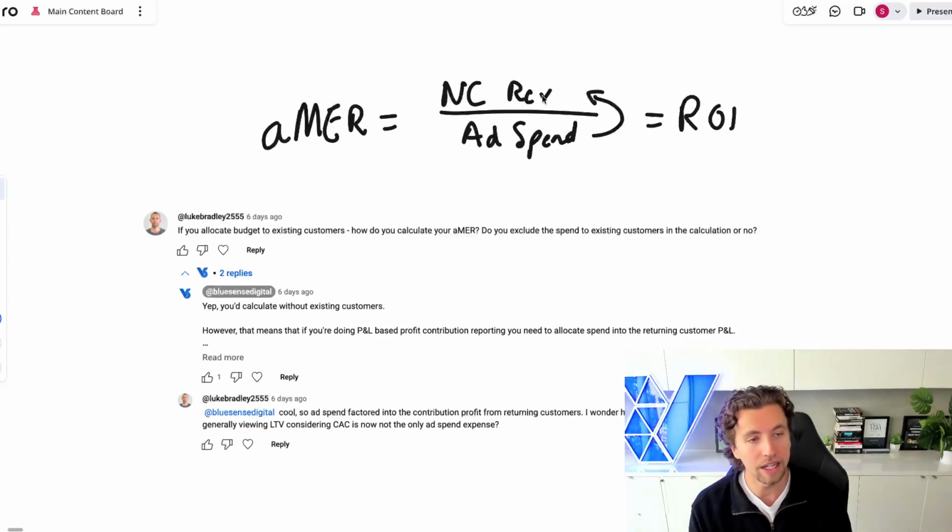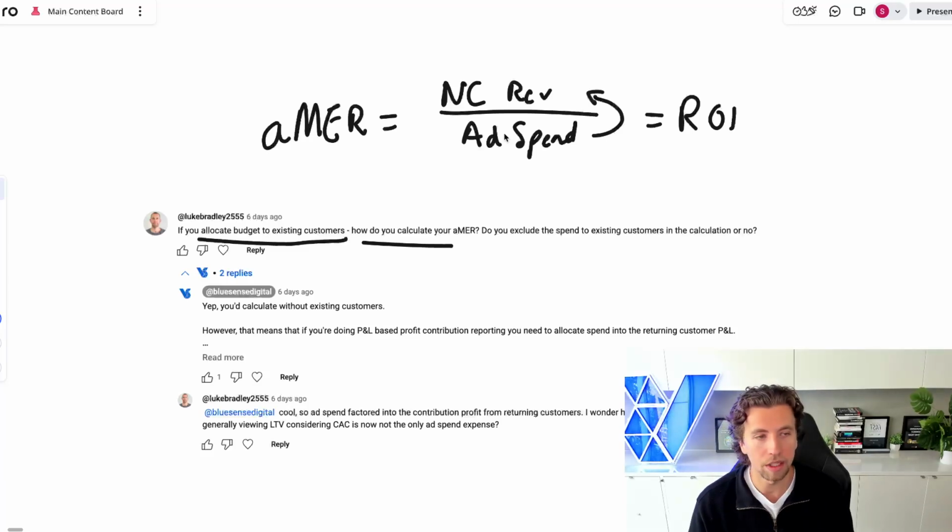However, if you're then going to go and allocate budget to existing customers, how do you then go and recalculate your acquisition MER? Because the reality is now that let's say 10% of this budget is not for new customer acquisition, we need to remove that because now we're just diluting the actual ROI by including existing customer revenue in here. And so how do you exclude the spend to existing customers in the calculation? Do you do it at all?